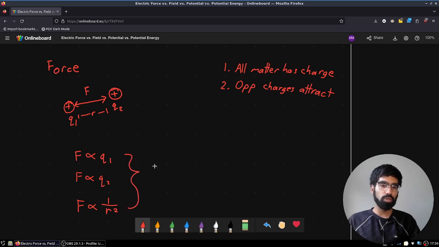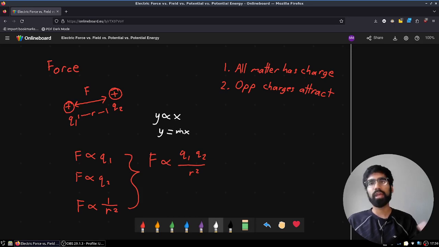Combining all three of these experimental observations together, the scientists knew that the force must be proportional to Q1 Q2 divided by r squared. Just sum those all up in one equation. And if you recall what proportionality means, if I say that y is proportional to x, what that tells me is that y is equal to mx, where m can be any constant, any real number.